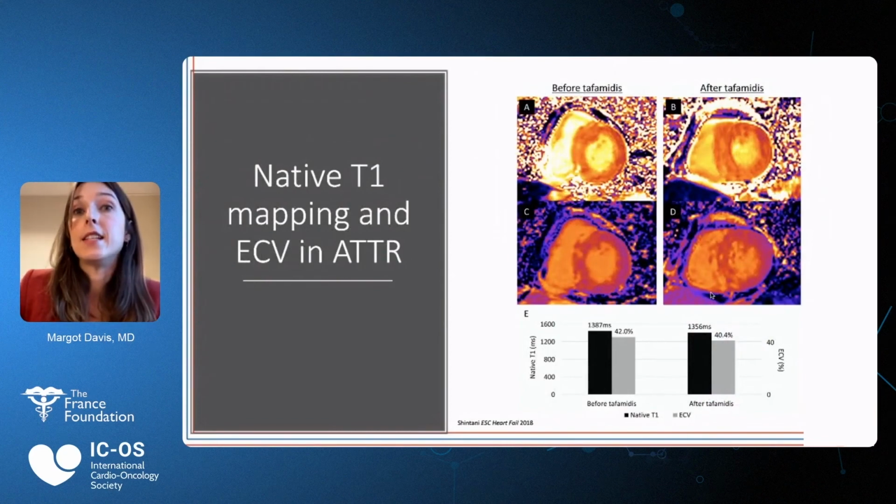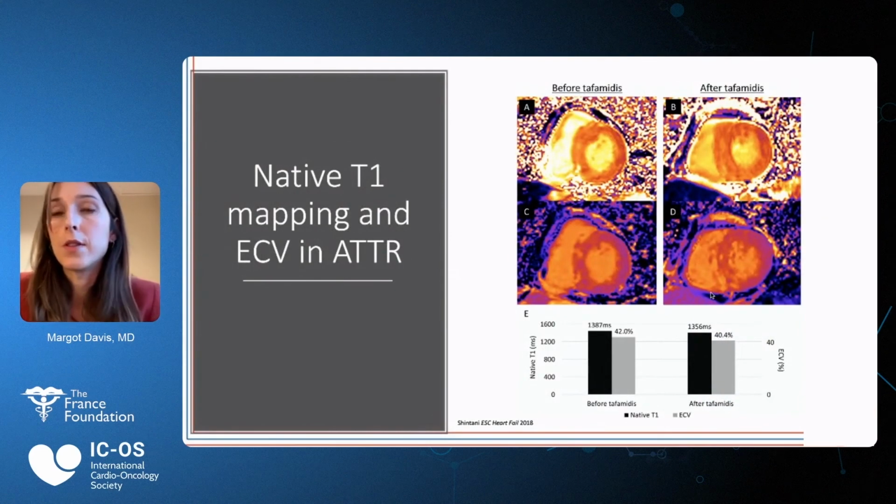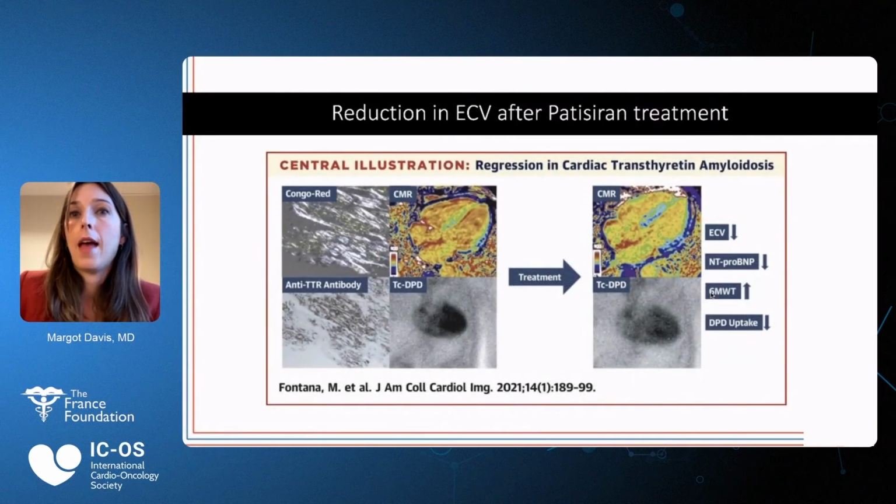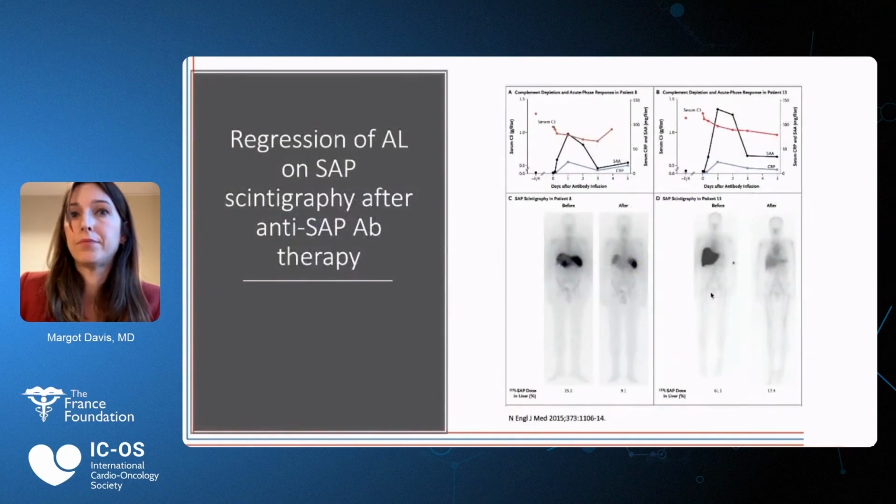And in ATTR, of course, we can also see this. This is a study, again, that you've seen already today, I believe, but of patients receiving tafamidis. You can see before and after tafamidis changes in native T1 mapping and extracellular volume measurements. And similarly, here's a patient who responded to patisiran with ATTR, and you can see a measurable reduction in extracellular volume as well as some other measurements on the MRI.